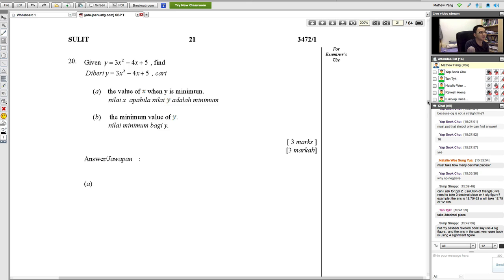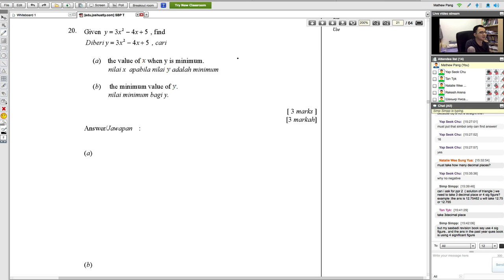Okay, so let's move on to question 20. Whenever you see minimum, I think there are only 2 ways you can do maximum or minimum. The first way is using completing the square. The second way is you make dy/dx equal to 0. In this case, I will do the second way, because it doesn't seem like they are asking me to do completing the square. Of course you can still use completing the square, but I prefer dy/dx because it's faster. So dy/dx will equal 0 in order to find the minimum value of x.